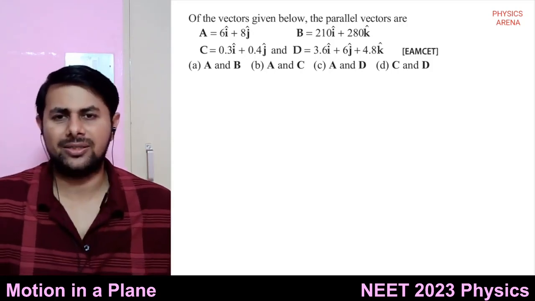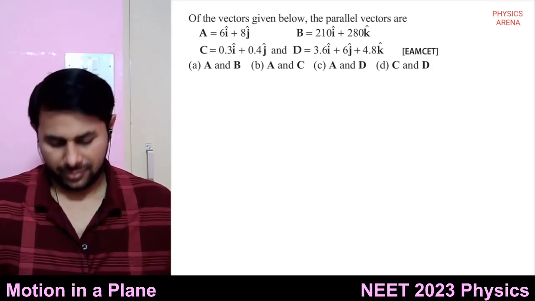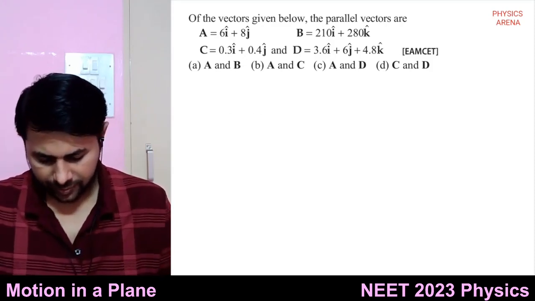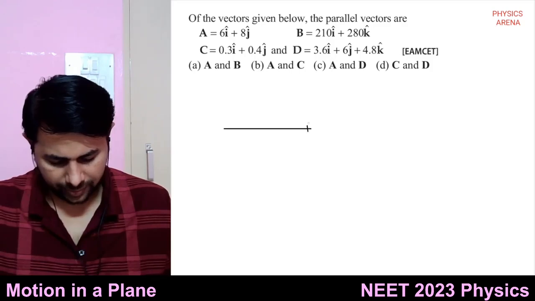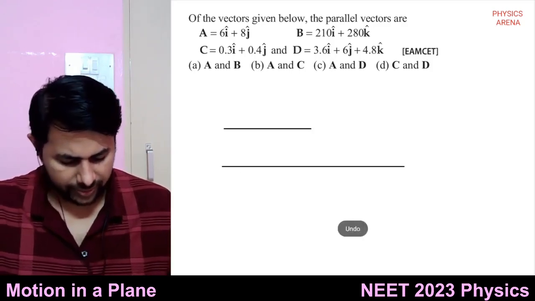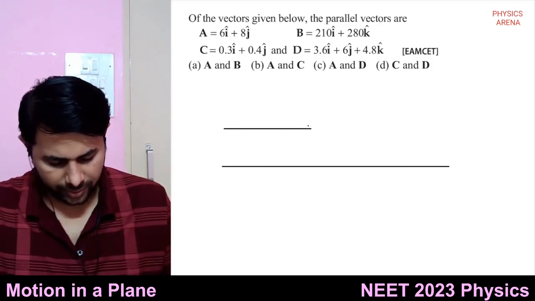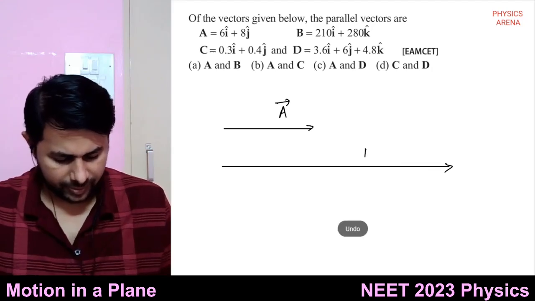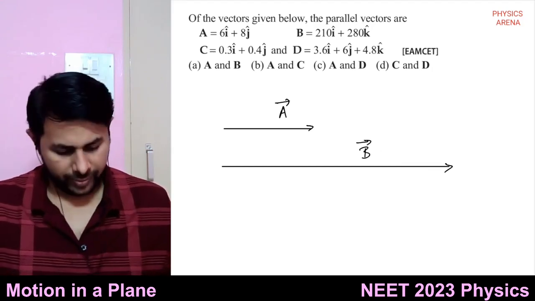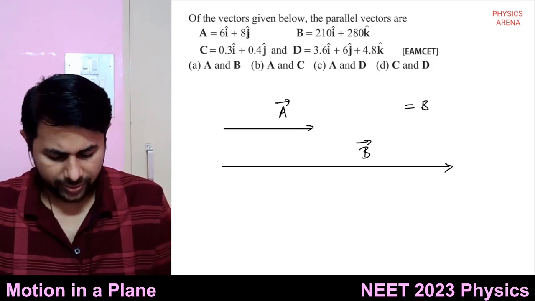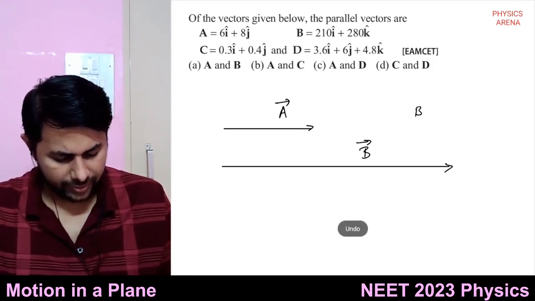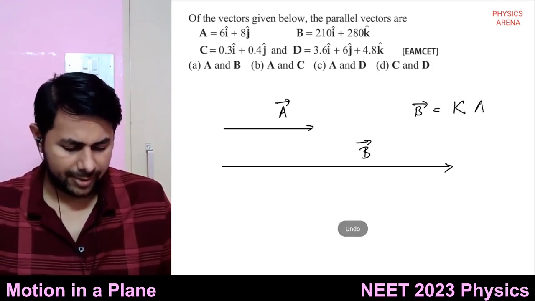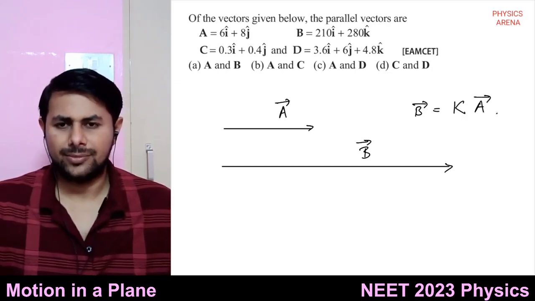How to check whether two vectors are parallel? See, you have a vector, and you have another vector. Suppose this is a bar and this is b bar. Can I say b bar is equal to some constant, let's call it k, multiplied by a bar? Can I write like this?